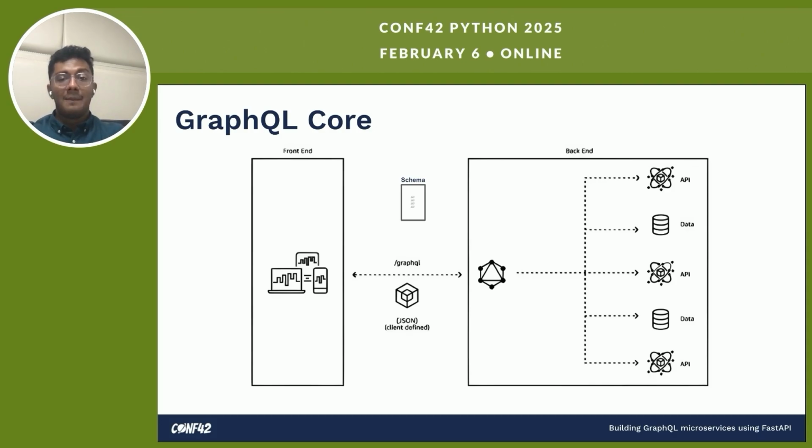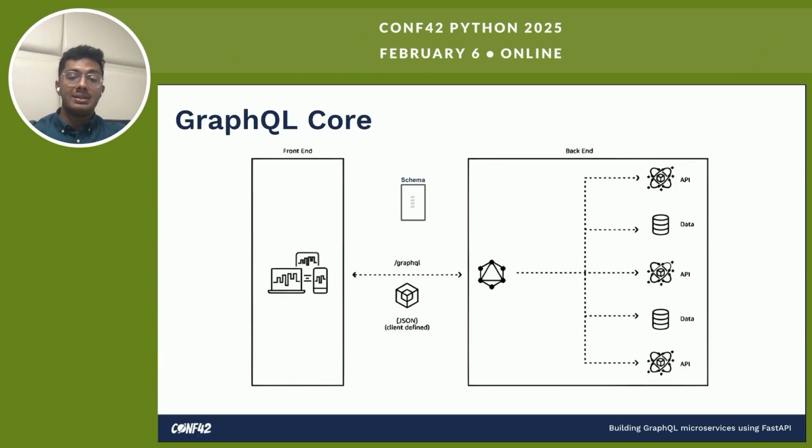Instead of making multiple API calls like in REST, here the client sends a single request to the GraphQL endpoint, that is, a single GraphQL endpoint at /graphql. The front end defines exactly what data it requires in a structured query.